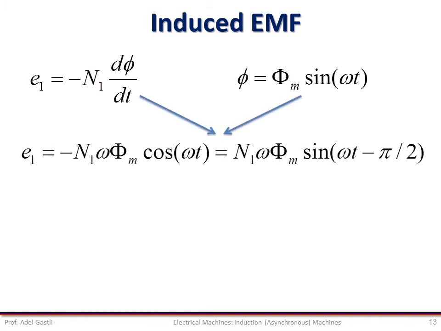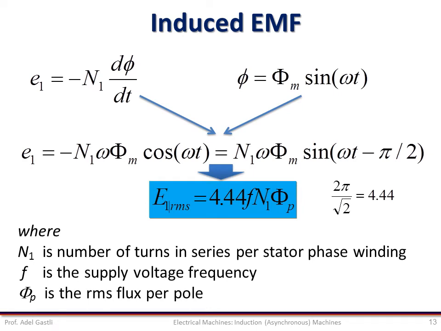Then we can write e1 equals minus N1 omega phi m cosine omega t, which is the derivative of the flux, which also equals N1 omega phi m sine omega t minus pi over 2. So you can see that the flux and the voltage are in quadrature phase shift between them. Now the RMS value of the induced voltage or back EMF is obtained as 4.44 f N1 phi p, where phi p is the flux per pole.